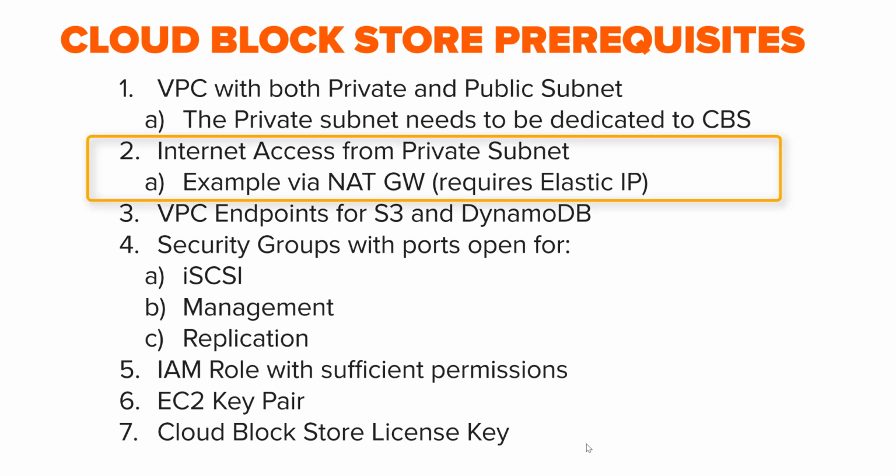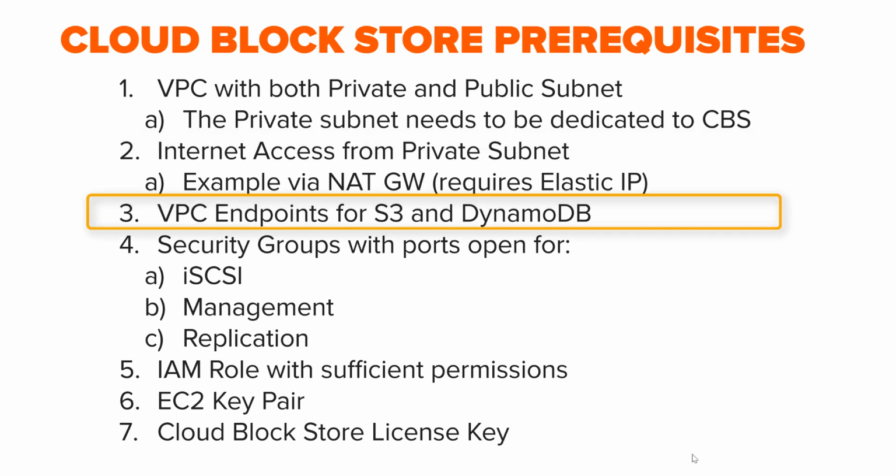Cloud Block Store will also need access to the internet to enable call home features, alerts, and Peer 1 management. So we'll need to have a public subnet to allow that internet access. In order to get internet access, the easiest way is to deploy a NAT gateway. And to deploy a NAT gateway, we'll need an elastic IP address.